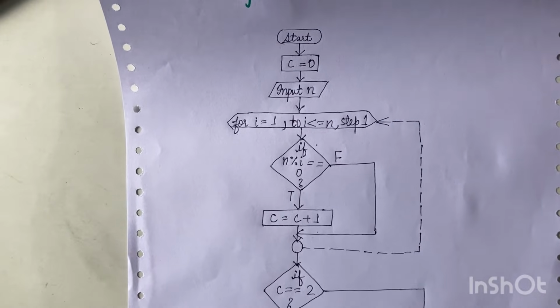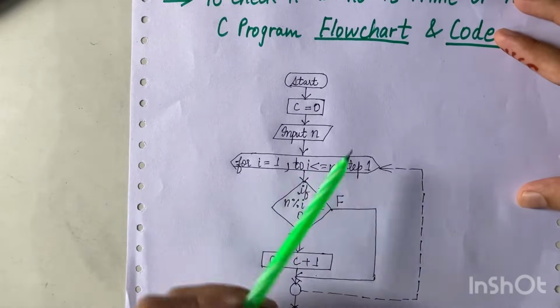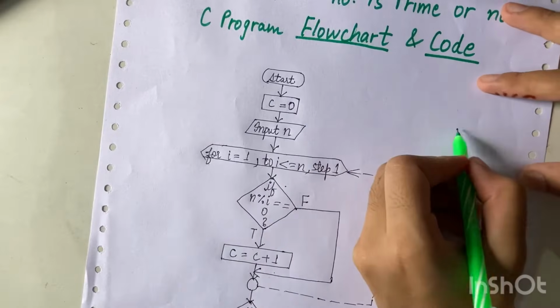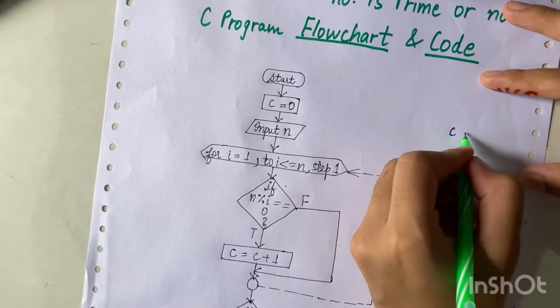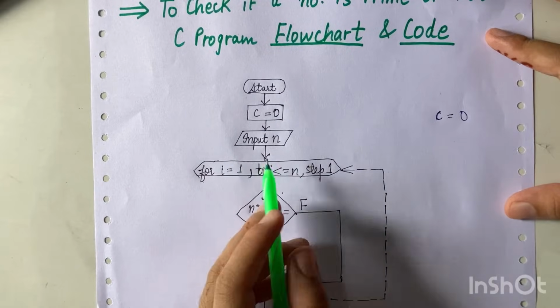Okay, for those of you who didn't understand the logic, let me show you how this flowchart is working. So this is the flowchart. First of all, it's the start, then C is equals to 0. So let me write it here. C is initially set to 0, right? Then we have input a number.